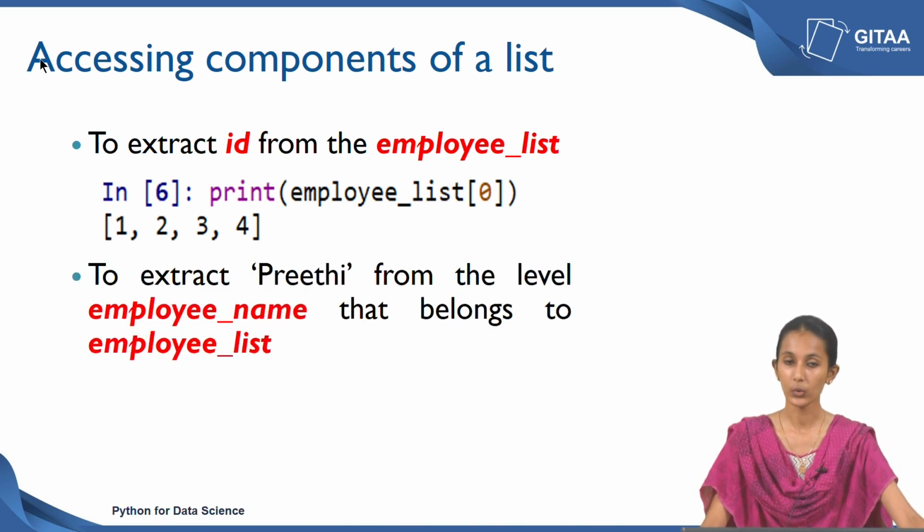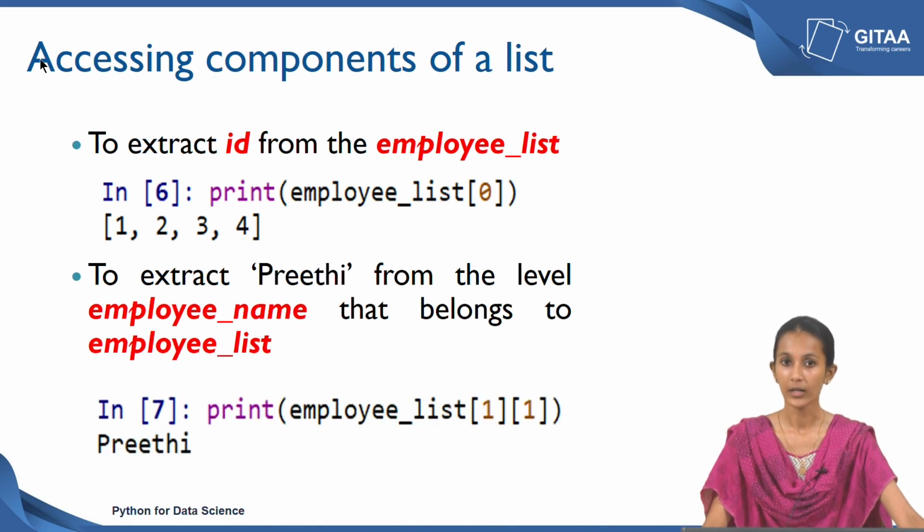If I want to extract Preeti from the employee name, which belongs to the employee_list, then print employee_list followed by the index value of the top level component and followed by the index value of the sub level component. So, employee_name is a top level component which has the index value of 1. The sub level component Preeti has the index value of 1. So, it is employee_list[1][1].